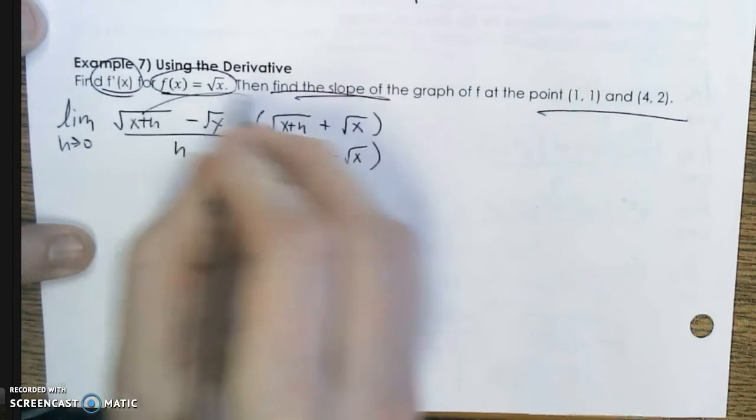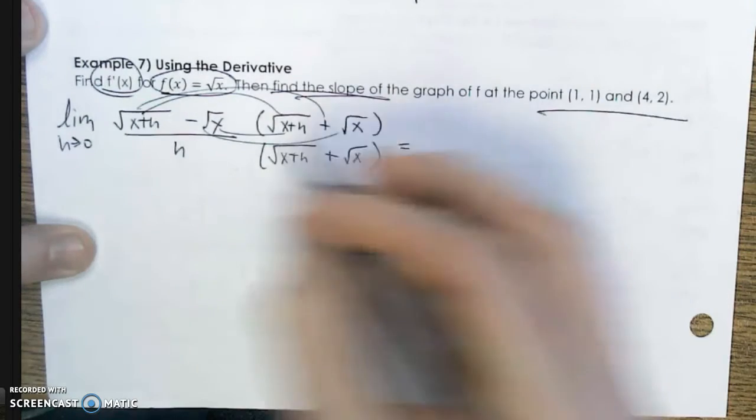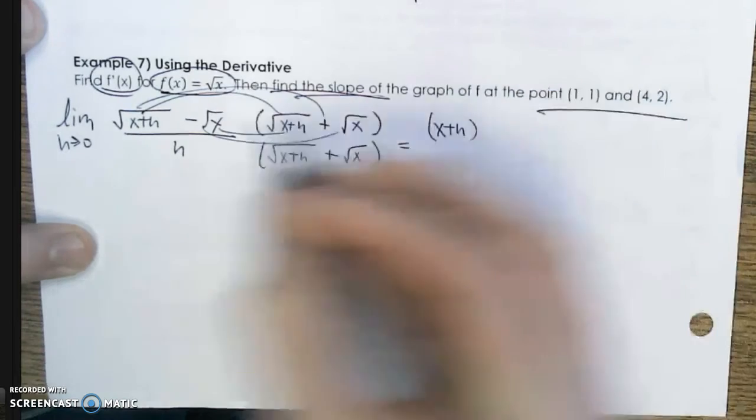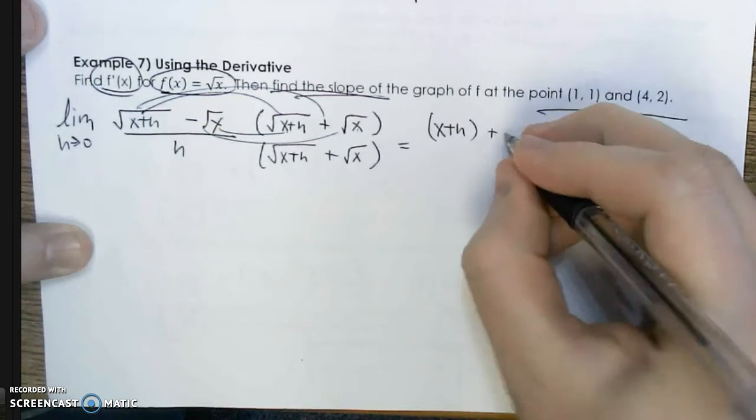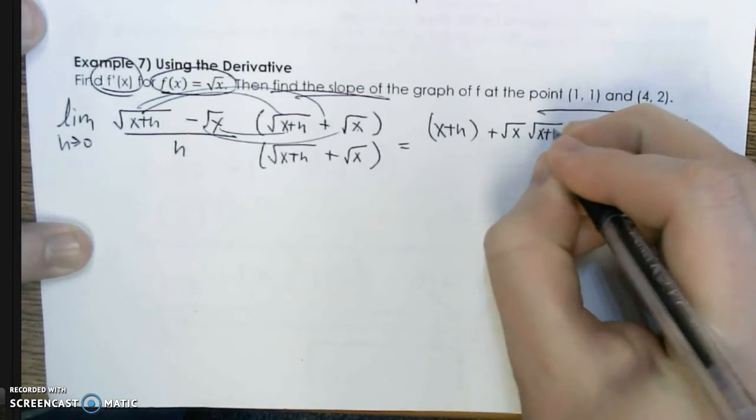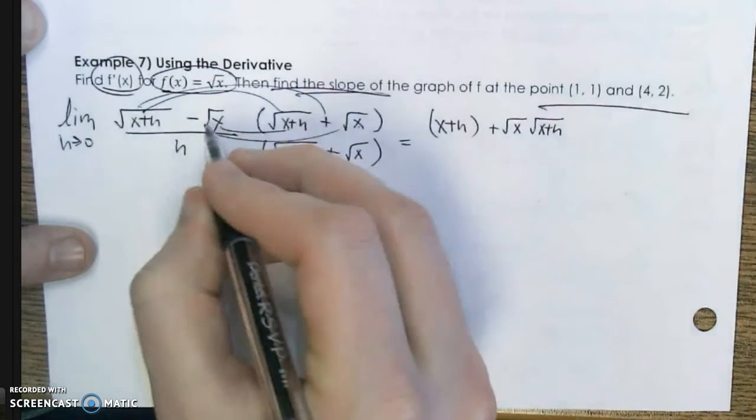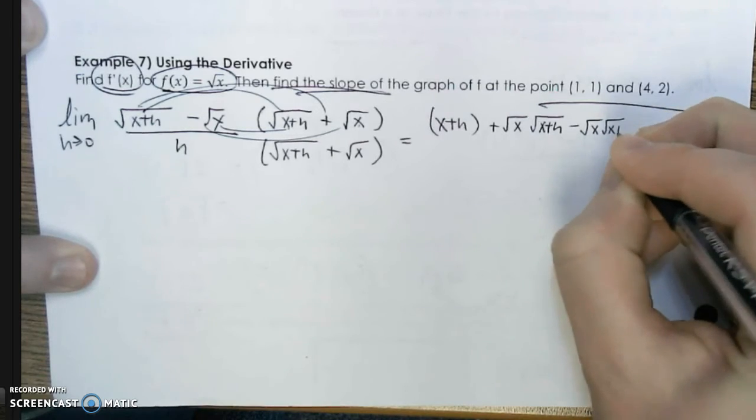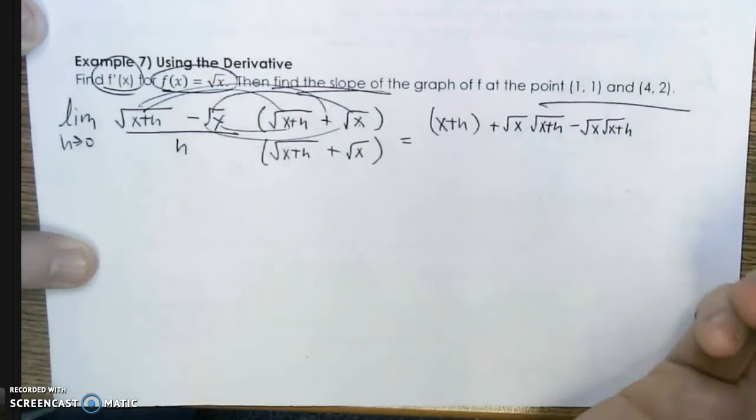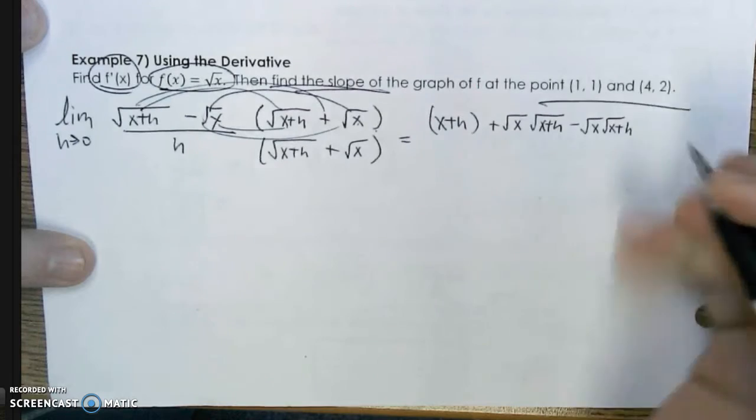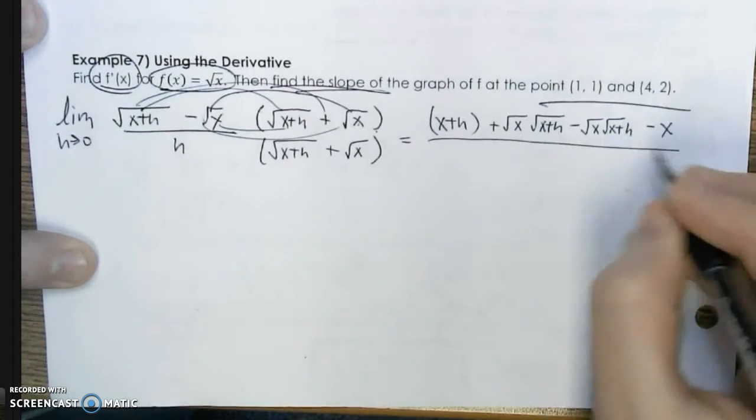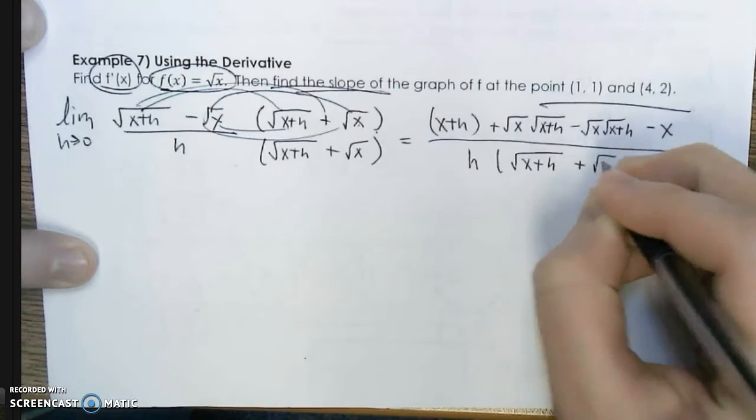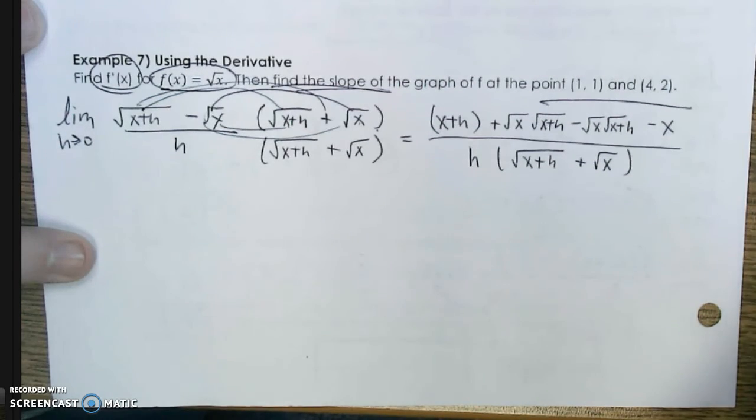And so on top, I FOIL this, and I get radical x plus h times radical x plus h is x plus h. Then radical x plus h plus that is, you can just write it like this. Those two multiply together. Then you've got negative rad x times rad x plus h. And then you've got negative radical x times radical x, which is just negative x, because the radicals will cancel. And on the bottom, don't distribute. It's just a waste of your time. You want to leave those two things separate. Otherwise, you're going to have to do a little bit more work later.